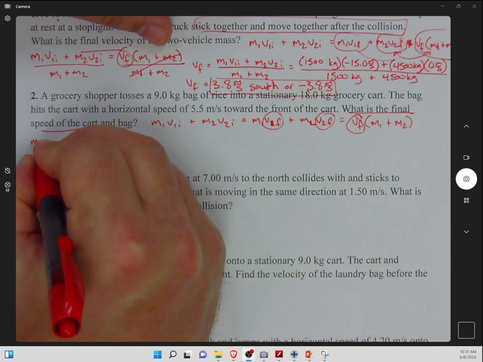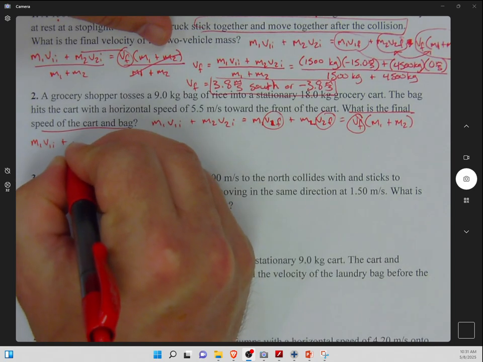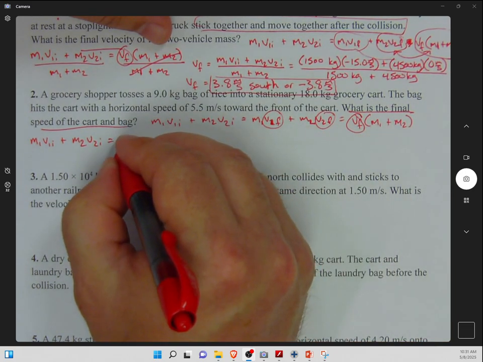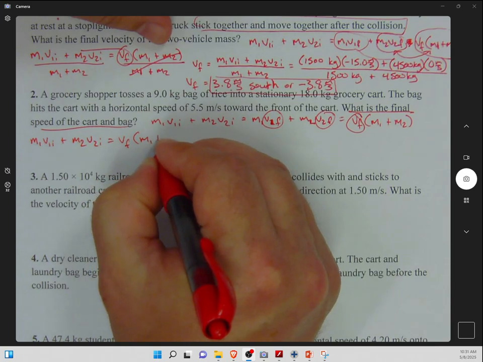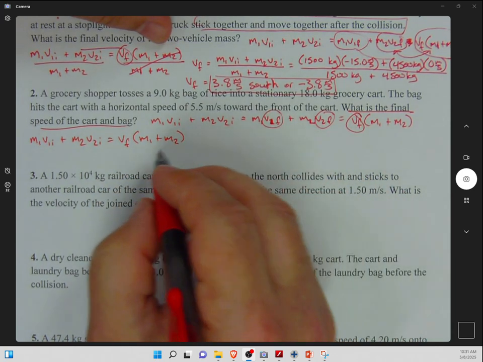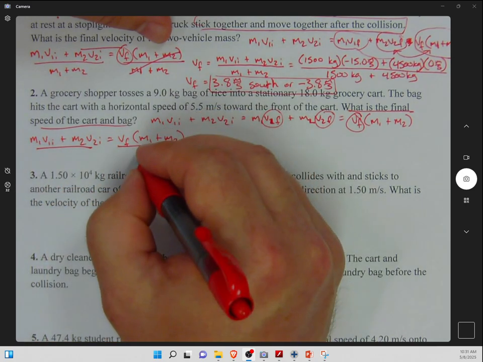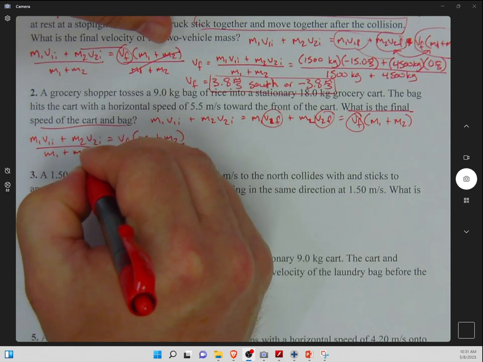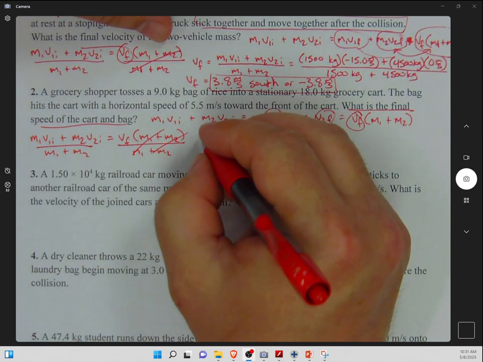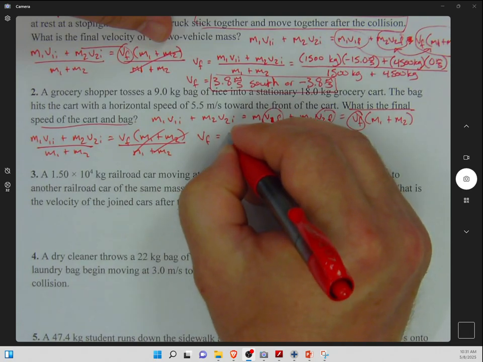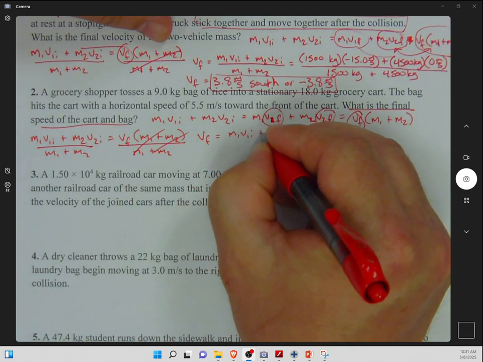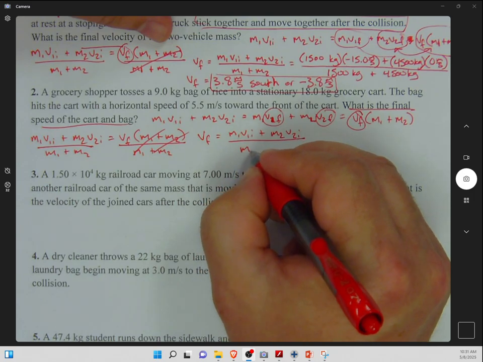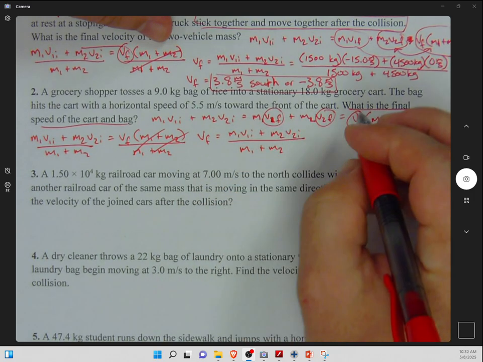So I'm going to have M1v1 initial plus M2v2 initial is equal to my factored version of this, so final velocity times (M1 plus M2). Again, I'm solving for final velocity, so I'm going to divide both sides, which allows those to cancel out. And so I have my final velocity is equal to M1 v1 initial plus M2 v2 initial, divided by the sum of M1 and M2.